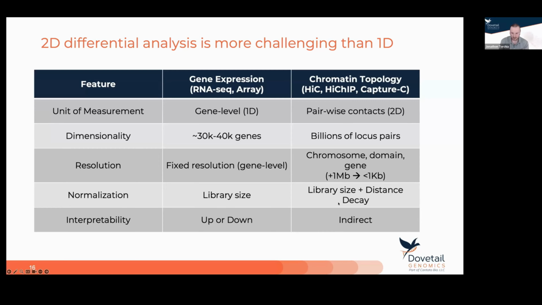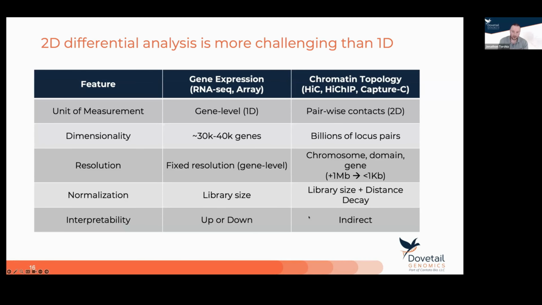And there are also some normalization challenges. For gene expression, you only really have to normalize for library size. It's a relatively simple normalization. Whereas with topology, there's a distinct distance decay model that you have to adjust for, so it's an additional layer of complexity. The closer you are in space, the more likely you are to be interacting with your neighbor. As you get further away, that likelihood of interaction becomes much, much smaller. So we weight things differently depending on where they are in space.